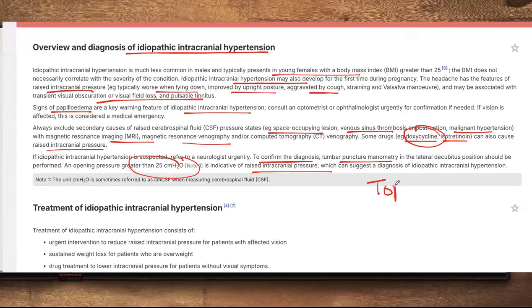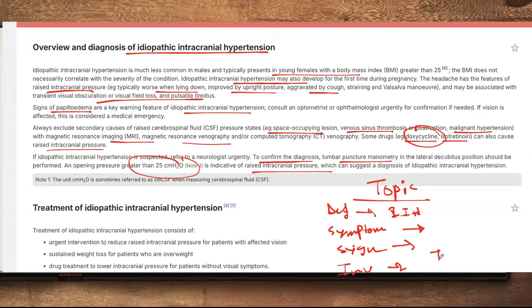When you read a topic like this one, the first thing is what is the definition of idiopathic intracranial hypertension? What is the main symptom? We don't need to know every symptom for this. What is the main symptom? Main symptom is headache, which is global, which has features of raised ICP. What is the main sign? Papilloedema. What is the investigation? We want to know what's the initial investigation and what's the confirmatory investigation. Then the management. What's the initial management and what's the definitive management? That's the only thing that you need to retain from a topic.